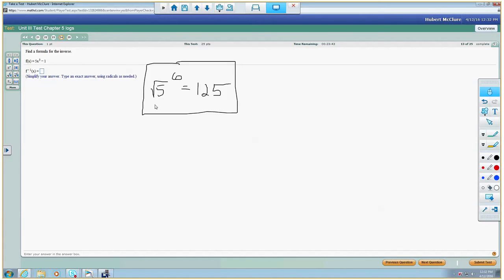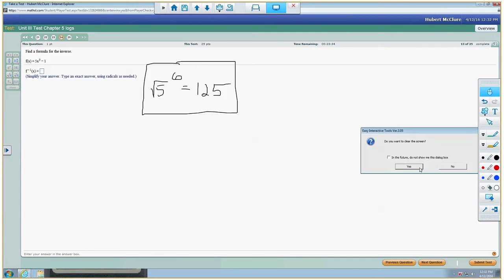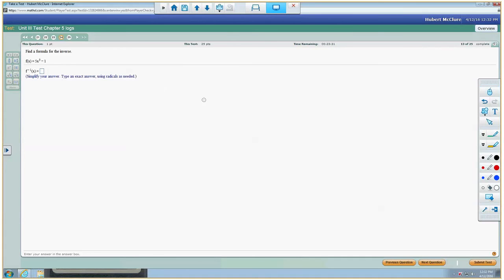Find the formula for the inverse. I'll show you how to do this real easy. It's real quick. Not very hard at all. Y is equal to 5x to the third minus 1. Now whenever you want to find the inverse, you just switch the variables. X is equal to 5y to the third minus 1. And now solve for what? X. It's already solved for x. Oh, Y. Solve for y.